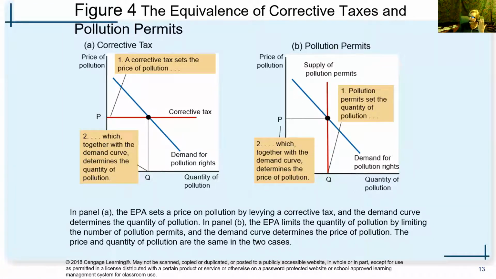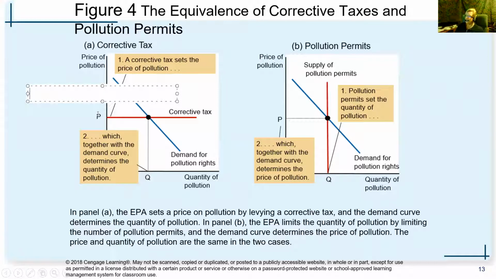So this graph takes a look at the difference between a corrective tax versus tradable pollution permits. When we take a look at this, the demand for pollution rights is here in blue in both panel A and panel B. In panel A, this is our command and control approach using a corrective tax. In panel B, we set up a supply of tradable pollution permits. Now, you might be asking yourself, why do they look so different? Well, this is the reason why.